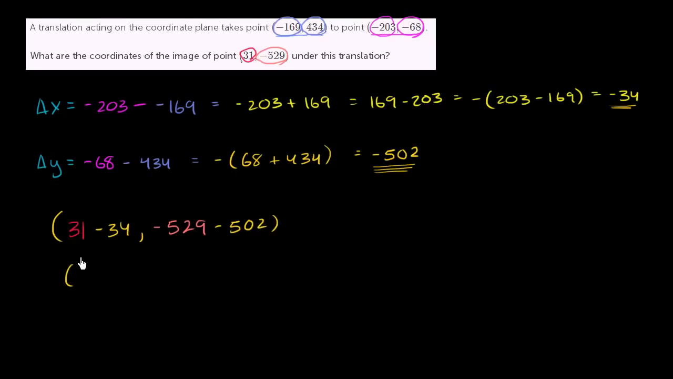So what's this going to be? 31 minus 34 is negative 3. And then if we have negative 529 minus 502, that's going to be negative 1031. So that is where we end up. We end up at the point negative 3, comma negative 1031. This point gets mapped to this point under this translation.